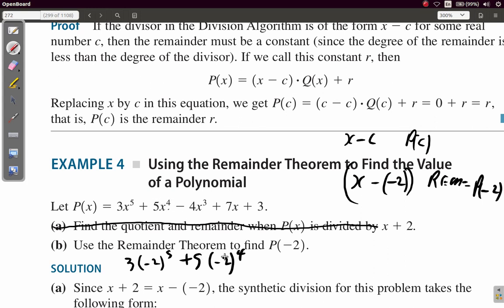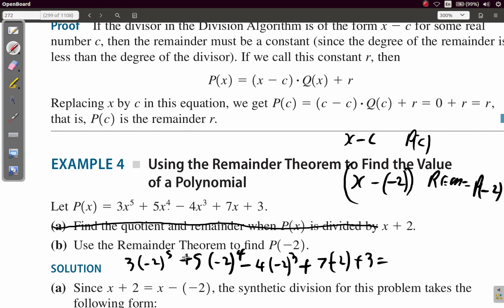So you're going to have 5 times negative 2 to the 4th, minus 4x cubed will become 4 times negative 2 cubed, plus 7x. This becomes 7 times negative 2, plus 3.